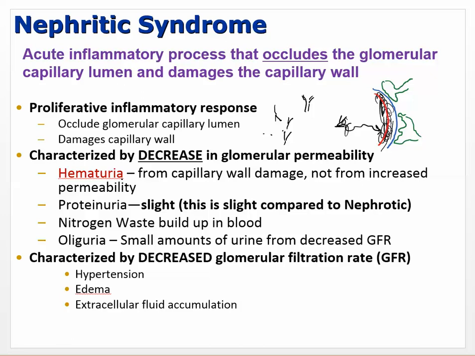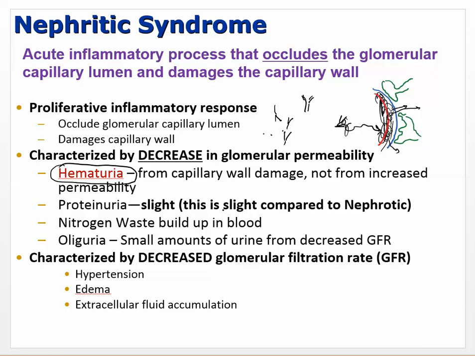You'll see some hematuria. This is one of the other important hallmarks of nephritic syndrome: blood found in the urine. That happens because you break down the capillary wall a little bit, and so blood cells can start to move through. That's tissue damage taking place, and tissue damage is what's causing the blood to move through.